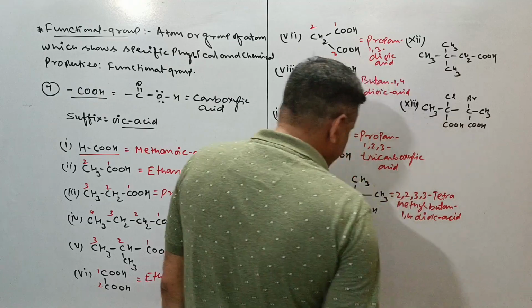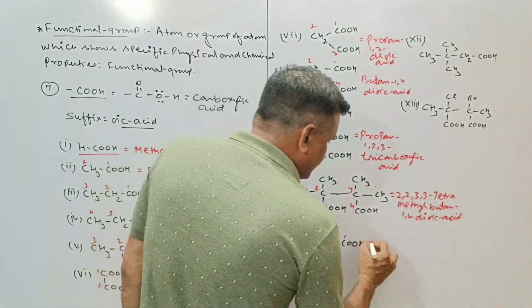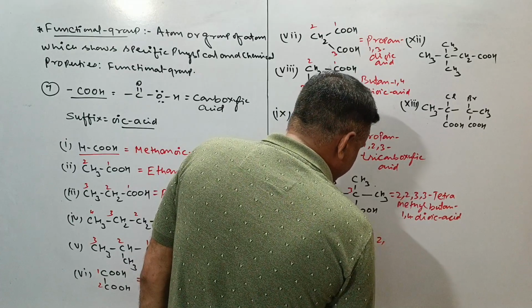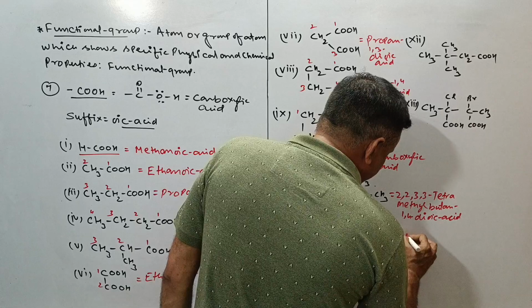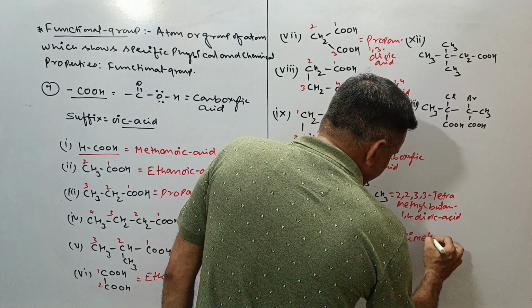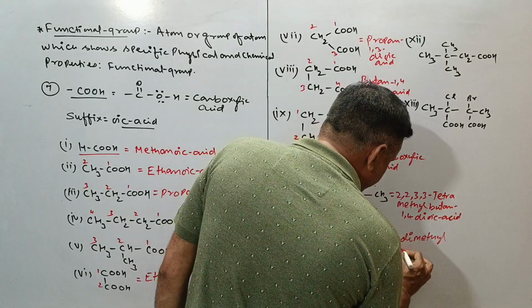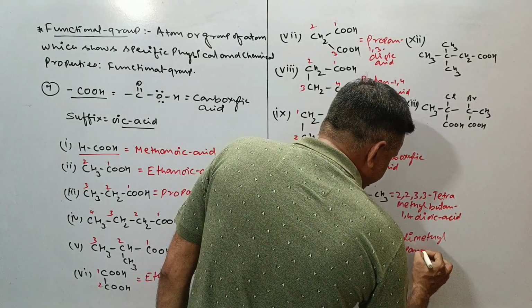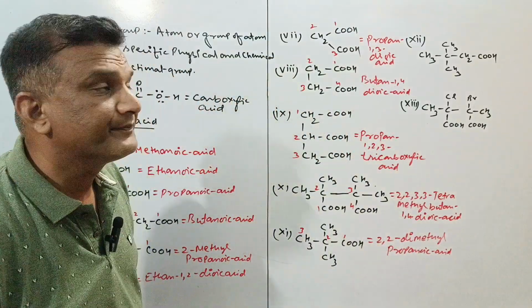1,4-dioic acid. This is 1, 2, 3. At number 2 position there is methyl, so you will call it 2,2-dimethyl. There are 3 carbons in the chain, so propane, and oic acid. Oic acid is present at number 1 position, so there is no need to give the position.